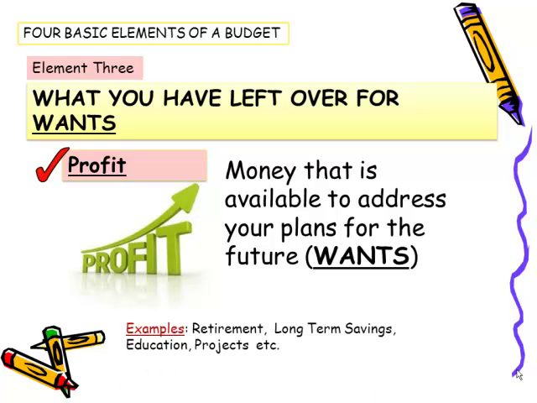So you look at things like retirement, long-term savings, education, special projects you have. It can be a number of things: working on upping your emergency account, or rainy day fund, or donating more money to a worthy cause that you have.